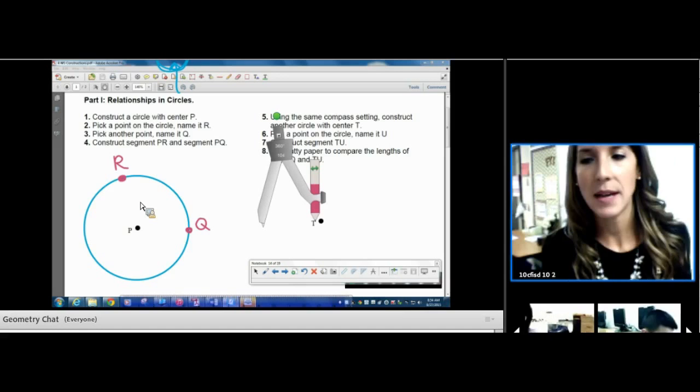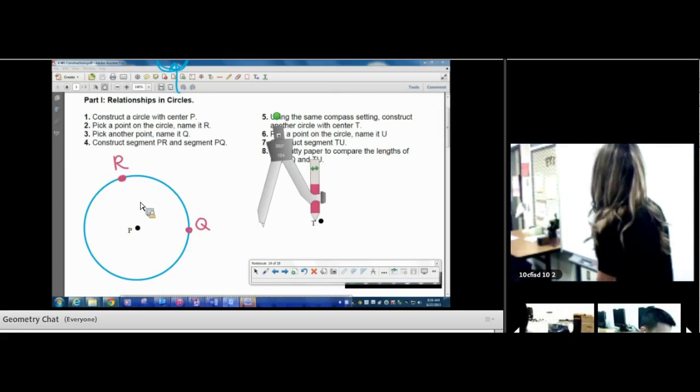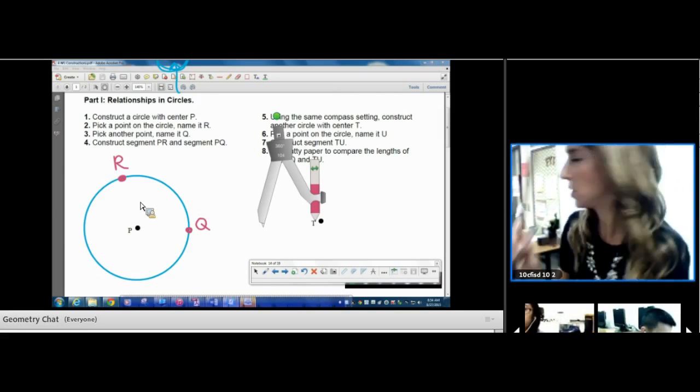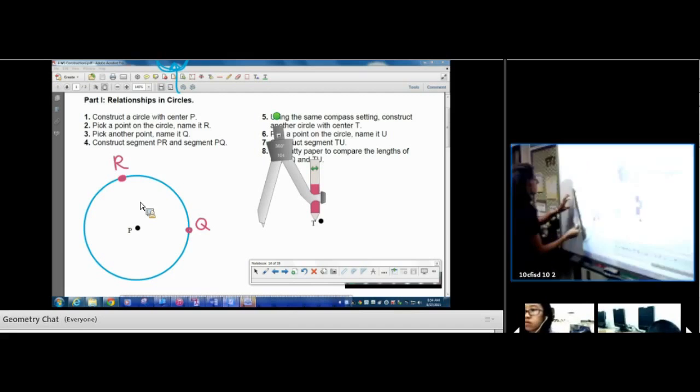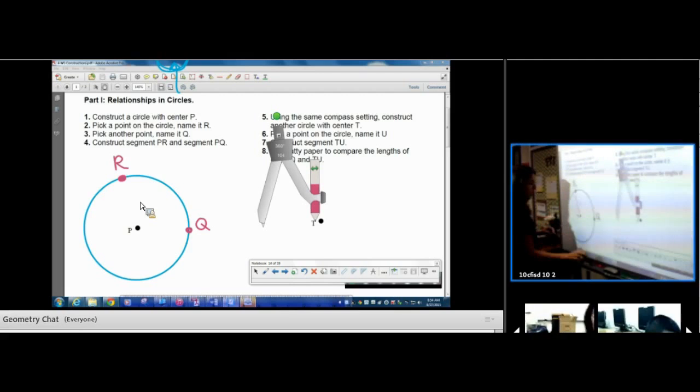Construct segment PR and PQ. So to construct a segment, it pretty much means to connect the dots. I guess I'll use a ruler. You have to use a ruler. You're supposed to use a straight edge. Let's see if my smartboard will. Nope, it did not like me using a ruler. So I'm just going to eyeball it, but you are using a straight edge.